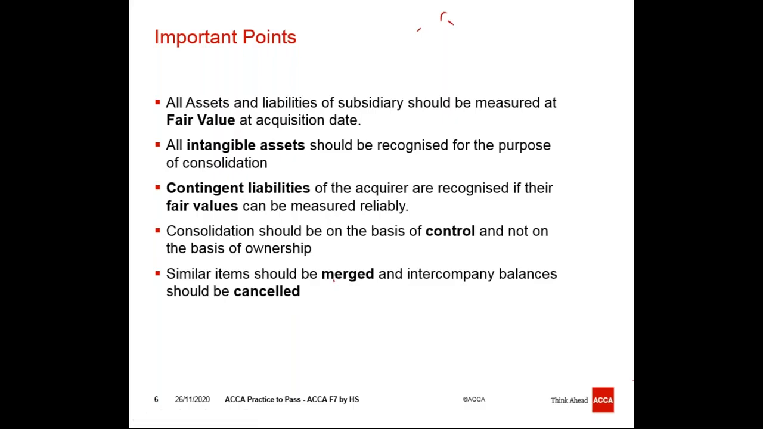Now, some important points for the consolidation. The first point, all assets and liabilities of the subsidiary should be measured at fair value at the date of acquisition. So we can have fair value adjustment either in asset side or liability side. Usually people expect that the fair value adjustment will be made in the non-current asset section only. But you can have a fair value adjustment in liabilities, or we can have some fair value adjustment in current assets as well, like inventories.